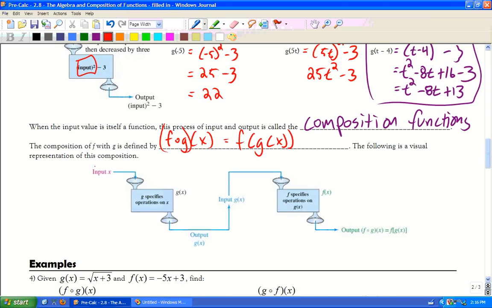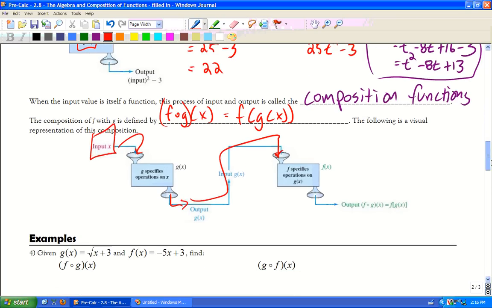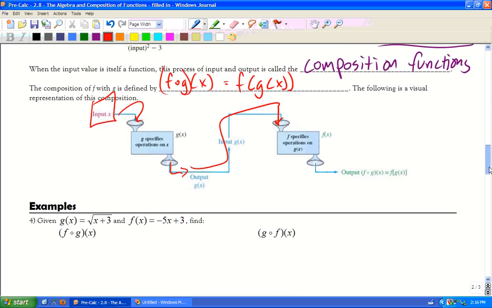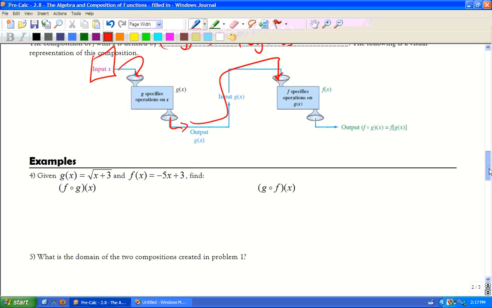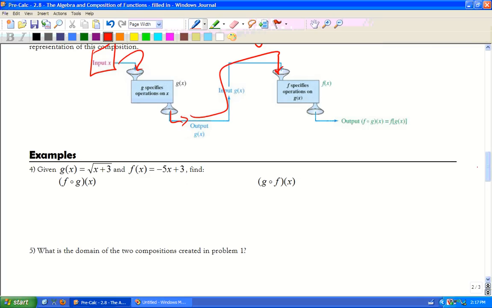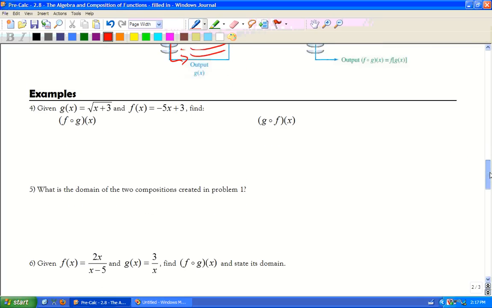What it's saying is we start with x. We put it into our g of x and we kick out some number. When we kick out that number or that expression, that is what now gets put into our f to get f of g of x. So let's take a couple examples with expressions, and then we can go with specific values.